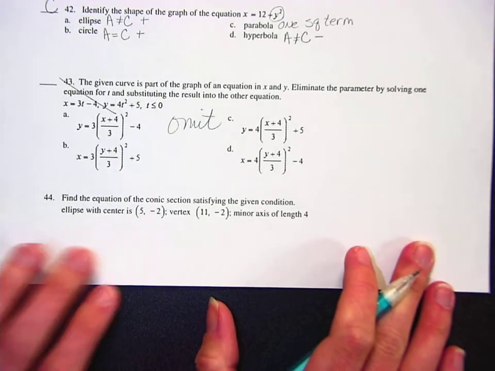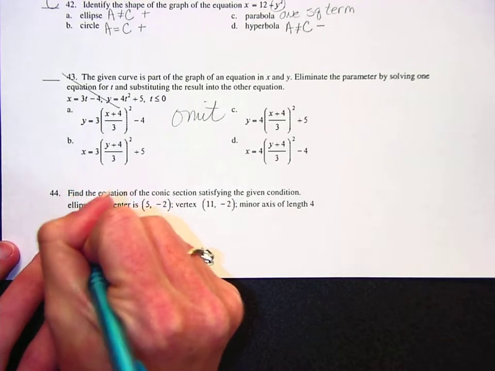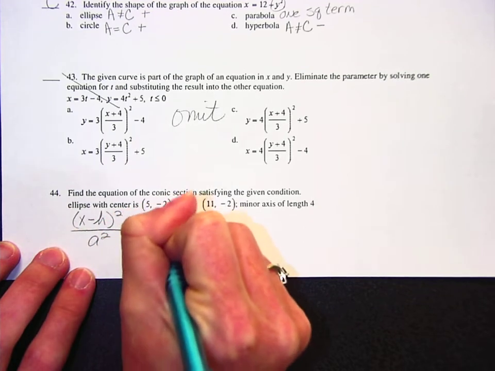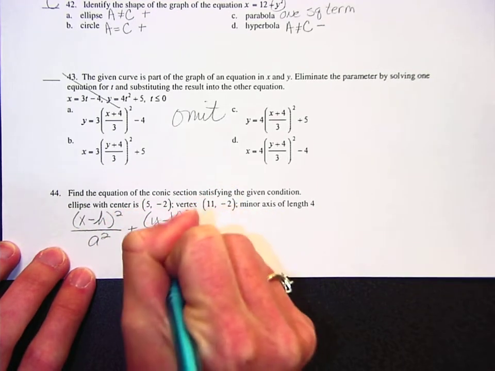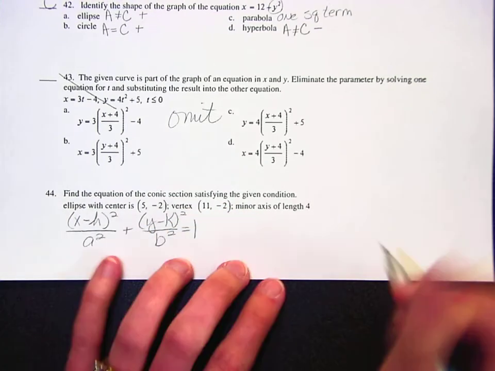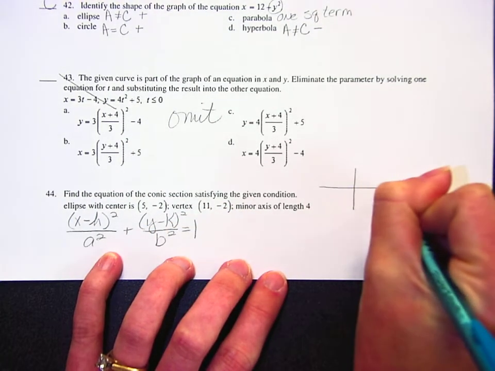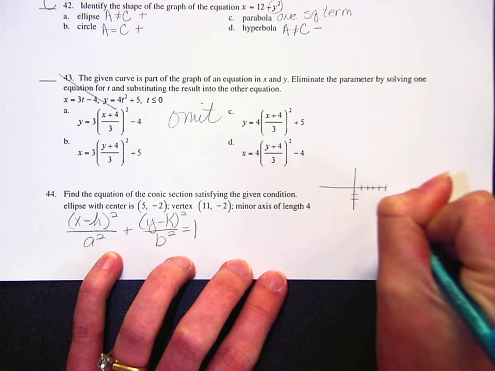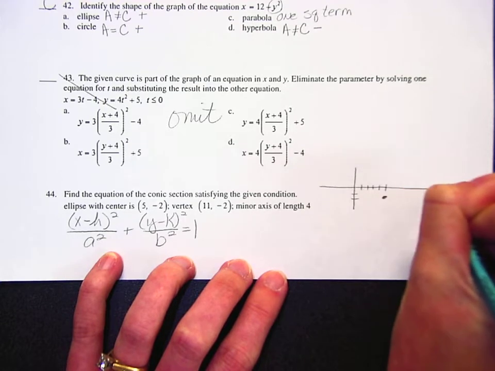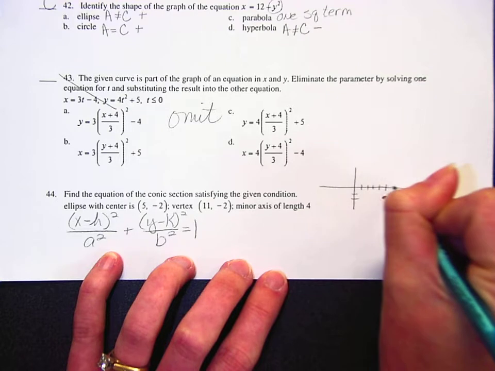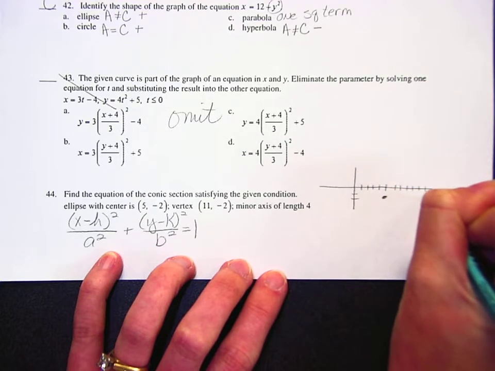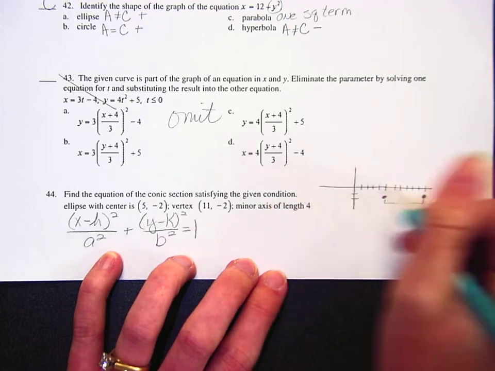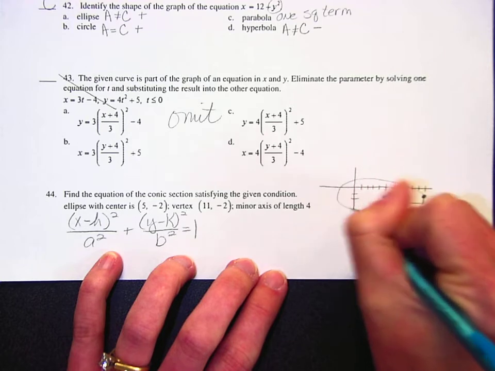And then on 44, we're looking at an ellipse. So with an ellipse, I know that I'm working with this formula. All right, so let me draw a picture of kind of what I have here. So I've got a center point at 5, -2. 1, 2, 3, 4, 5, -2. And then I know that I have one vertex over here at 11, -2. So 5, 6, 7, 8, 9, 10, 11, -2. So that distance right there is going to be 6. So I've got one going 6 in the other direction. So we're looking a little bit of something like this.